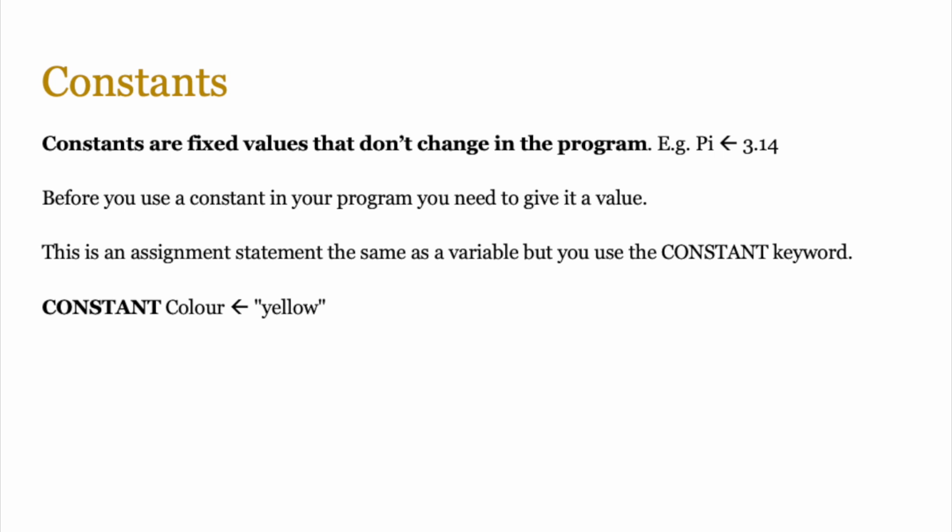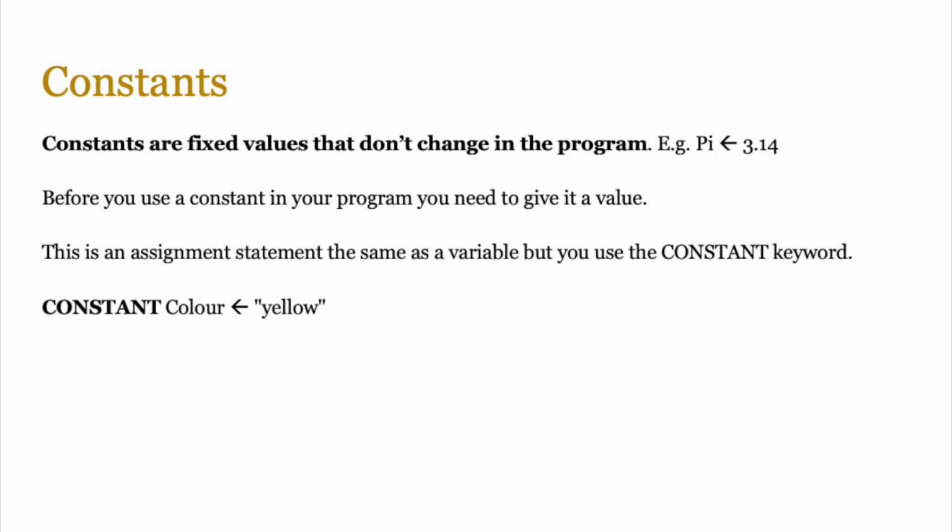Now we can also have constants, and the difference between variables and constants is that constants are fixed values that don't change in the program and they remain constant for the duration of the program. For example, pi, we might want to store it as 3.14. Now before you use a constant, you need to give that value to that constant, and normally we assign values to a constant by using the constant command word.